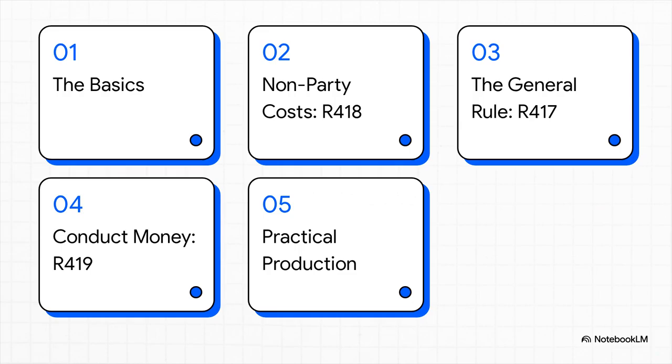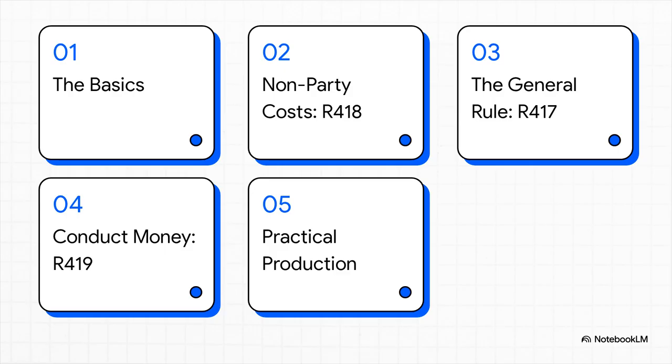So here's our game plan. We'll kick off with the fundamentals, the why behind all this. Then we're going to tackle the specific rules one by one. We'll hit the big one, Rule 418 for non-parties, then the general rule, Rule 417. After that, we'll cover the practical stuff. Conduct money under Rule 419 and how you actually produce documents with Rules 420 and 420A.